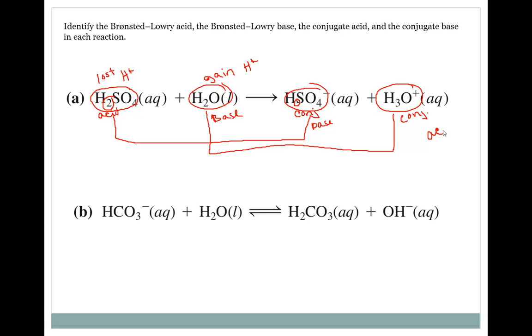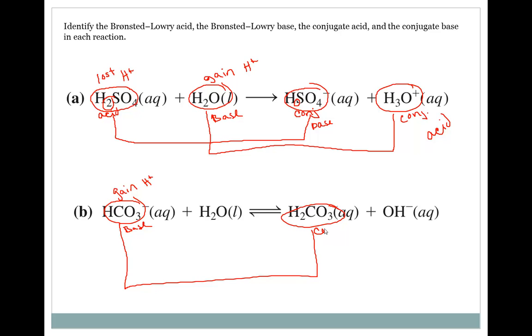Down here we have HCO3 going to H2CO3. We're gaining a hydrogen. Gaining a hydrogen means it's the base, which means this would be the conjugate acid. You have to compare the left and the right side to determine what's going on. H2O is going to OH. It lost a hydrogen, meaning this is the acid. So this must be the conjugate base.